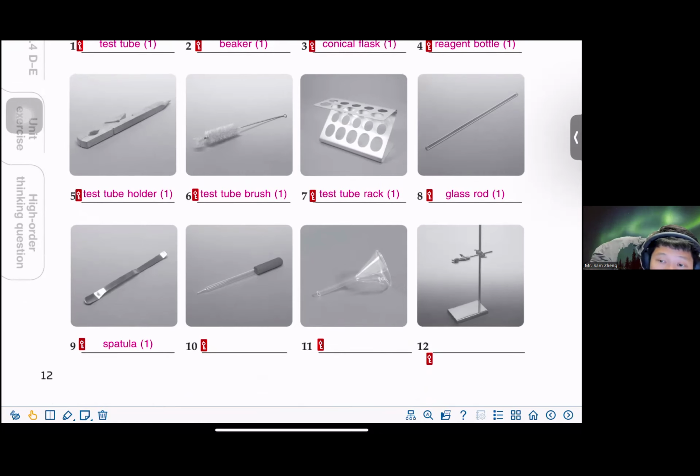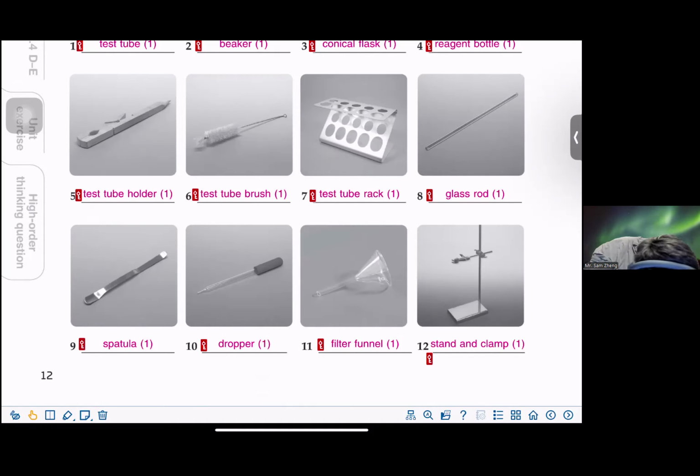Then we have the spoon-shaped material, and it would be the spatula. And apart from that, we can see there is a bulb, so this would be the dropper. Next, we see the filter funnel. It would be a funnel with a long tube, and this would be the filter funnel. Next, we have the clip, the stand and also the base, and that would be what we call the stand and clamp.